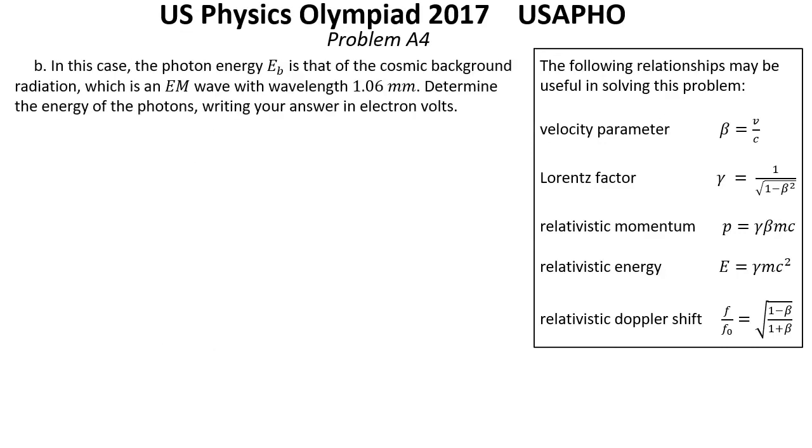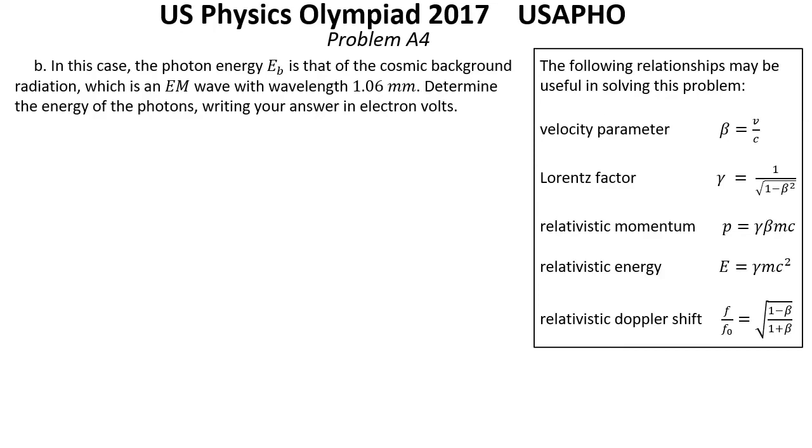Solution for question B. In this case, the photon energy E_b is that of the cosmic background radiation, which is an electromagnetic wave with a wavelength of 1.06 millimeters. Determine the energy of the photons, writing your answer in electron volts.